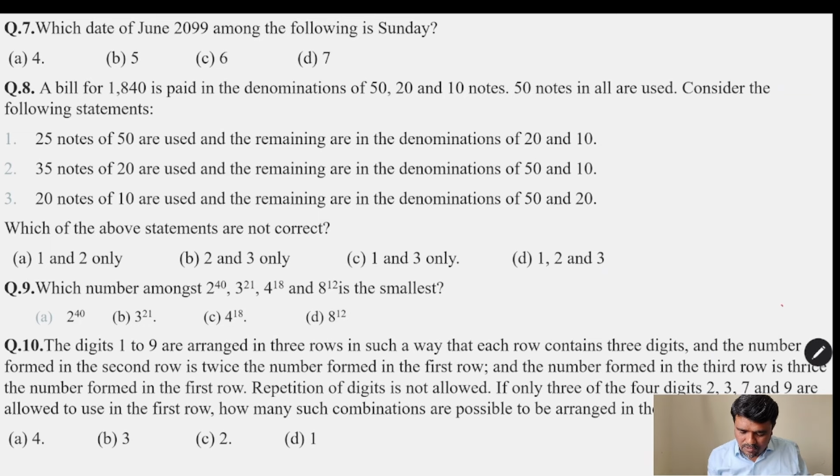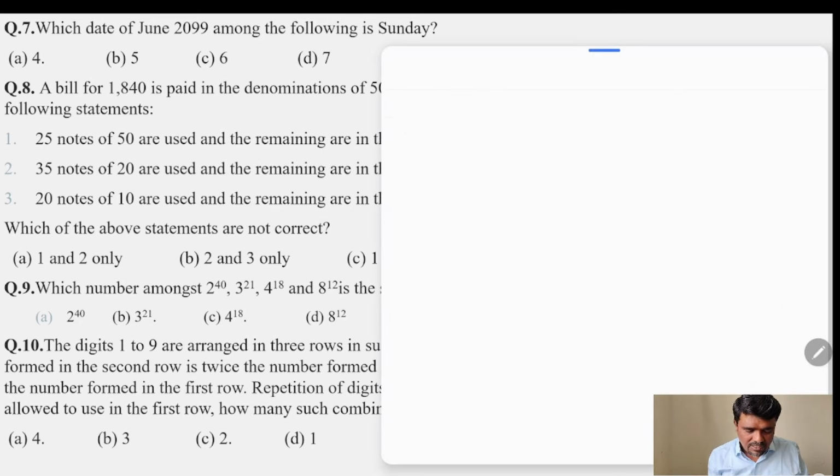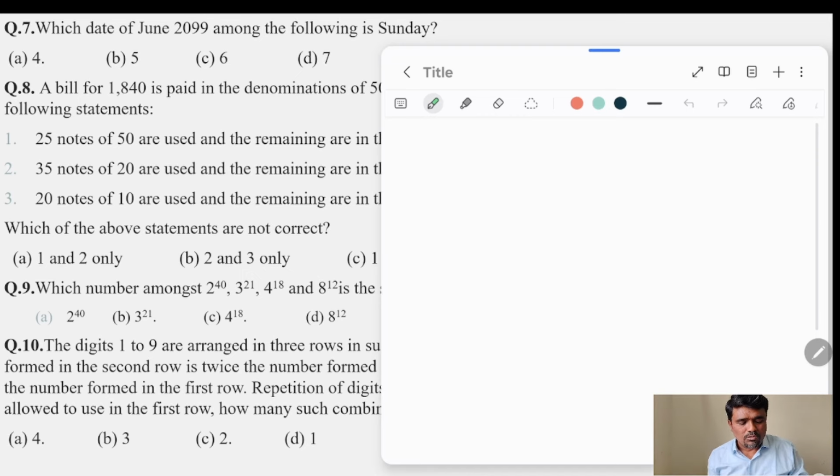So here I'll discuss this calendar question. Which date of June 2099 among the following is Sunday? I want to find out in June 2099 which is Sunday. For that I need to know at least one day, whether it is June 1st or June 2nd or June 3rd or whichever. If I know one day, based on that I can easily find out the remaining days.